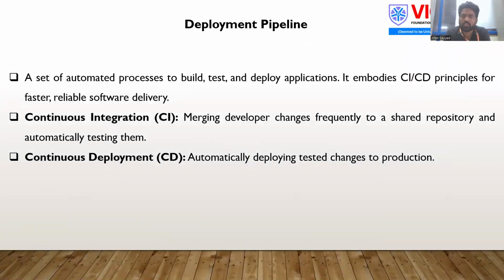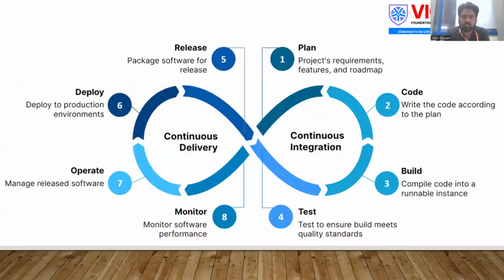CI means continuous integration. Continuous integration means developers frequently push changes to shared repositories, and at that time the testing will be done. Continuous deployment means whenever the testing is completed, it is deployed to the production side. So these are the 8 features that are split: 4 for continuous delivery, 4 for continuous integration.